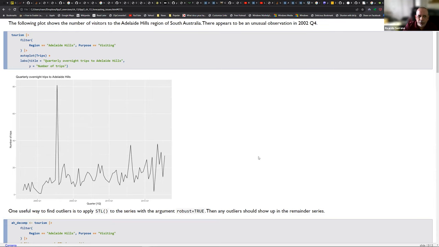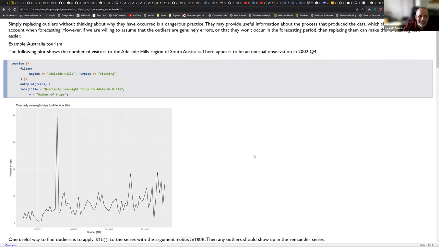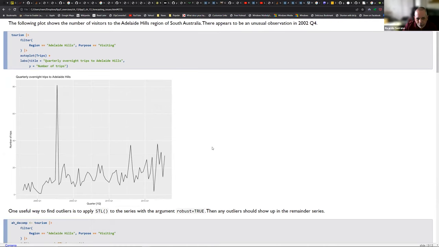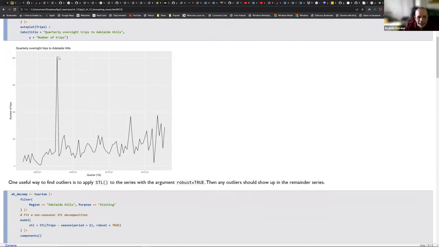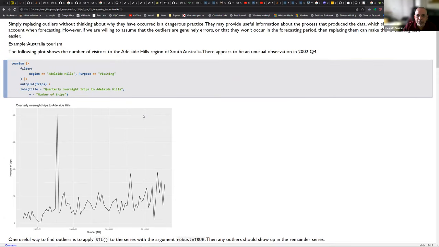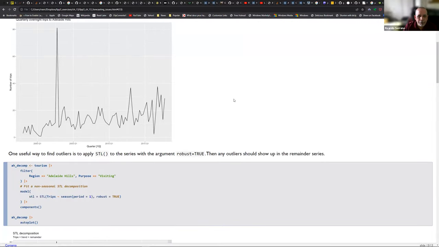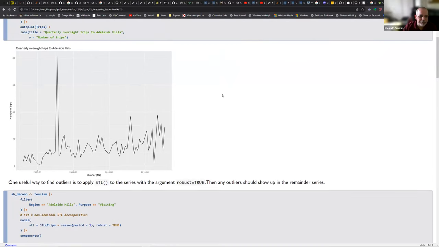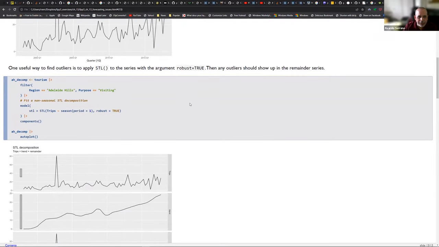Here, we are going to use the tourism data set that we have been doing with the hierarchical. But here, we're only going to use one time series, which is the visitors of Adelaide Hills region of South Australia. Okay, so when we see this, we see clearly that there is an outlier here, right? Okay, in this point, which is around, let me see, an observation around 2002, fourth quarter. Okay, very, very noticeable.